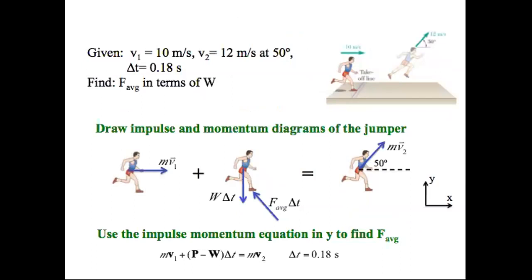From the problem, we know that v1 is 10 meters per second and v2 is 12 meters per second when the jumper takes off at a 50-degree angle. We have to find the average impulsive force in terms of W. First, we have to draw the impulse and momentum diagram of the jumper. After that, apply the principle of impulse and momentum to the jumper to determine the average impulsive force exerted on the foot. We assume this force acts to the left.